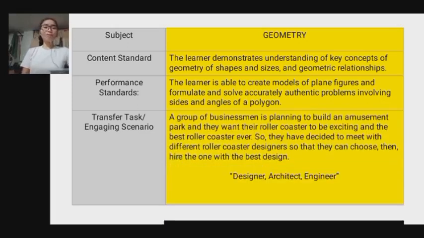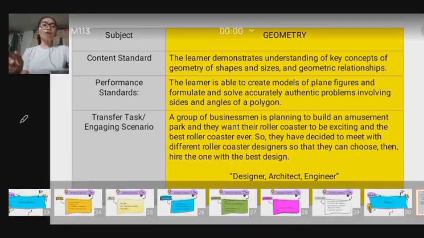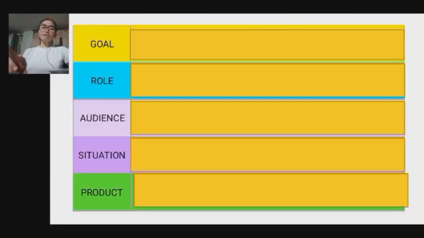So here's the scenario. A group of businessmen is planning to build an amusement park, and they want the roller coaster to be exciting and the best roller coaster ever. So they have decided to meet with different roller coaster designers so that they can choose or hire the one with the best design. So they are looking for a designer or an architect or an engineer to design their aimed roller coaster. So applying the GRASP framework, here it is.